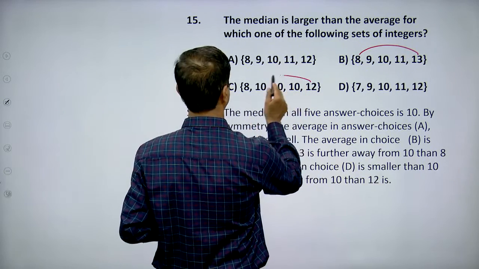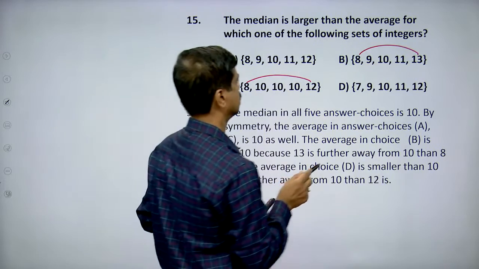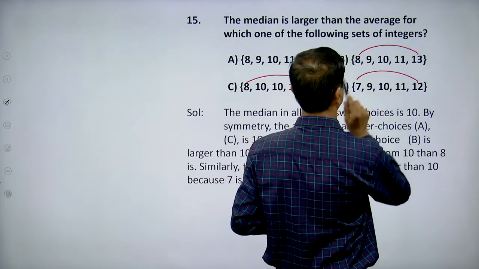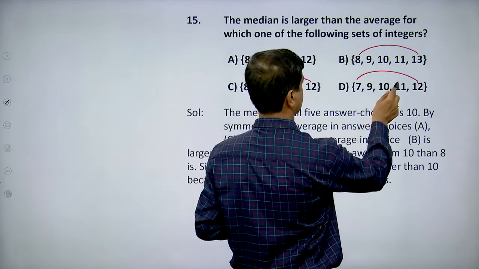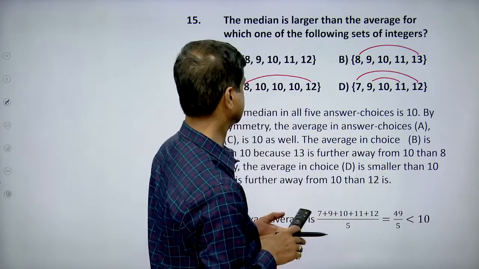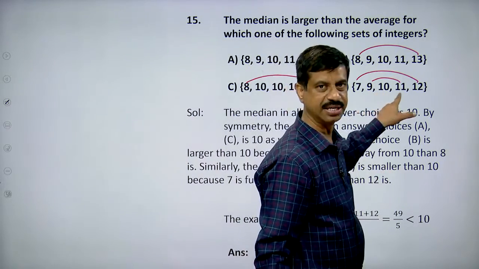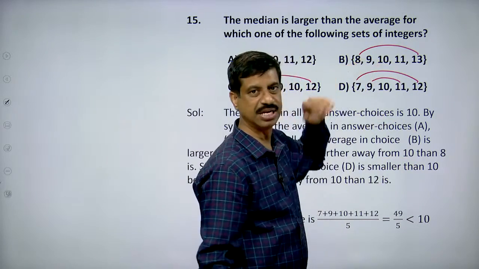So here the average is 10, so it is equal to the median. 12 plus 7, so this is lesser than 20, 19. So lesser than this is 10. Therefore D is the option, children, because the average is lesser than 10 here. The sum of all terms by 5 is lesser than 10.